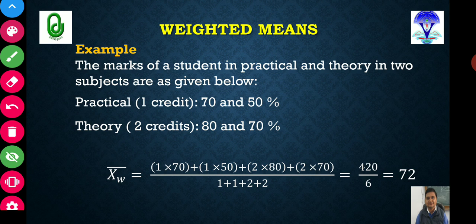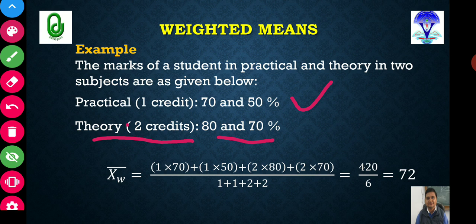Now take the example. The marks of a student in practical and theory in 2 subjects are given below. This is the practical course of 1 credit: the marks is 70 and it is 50%. Then theory: 80 and 70%. So the practical is having 1 credit and theory is having 2 credits. So what we did, we find out the weighted mean.